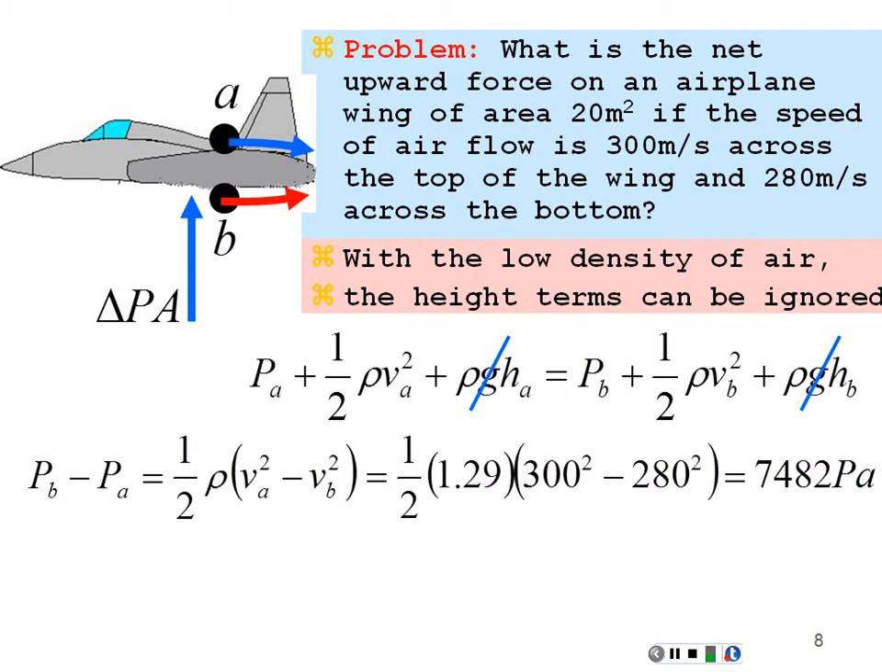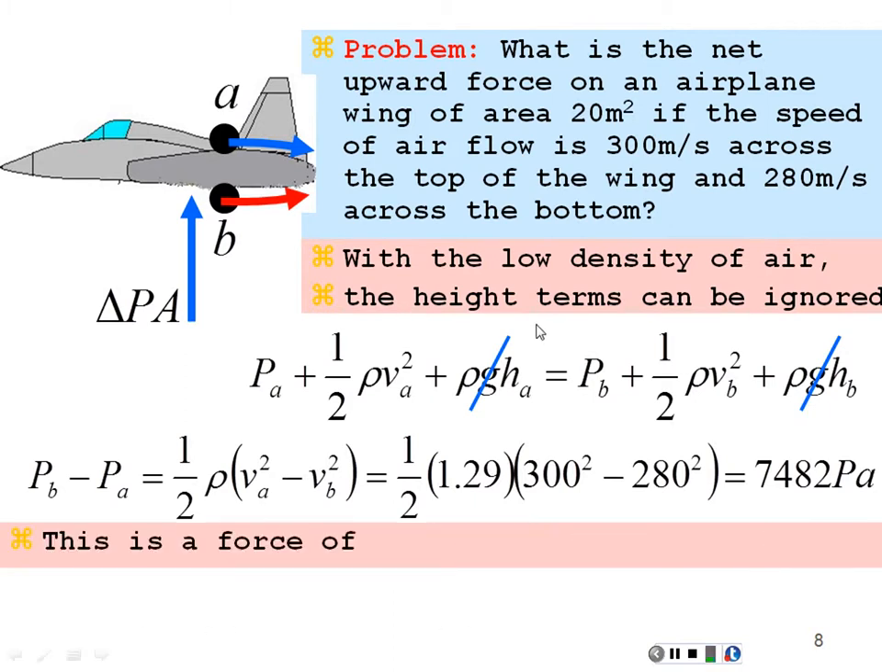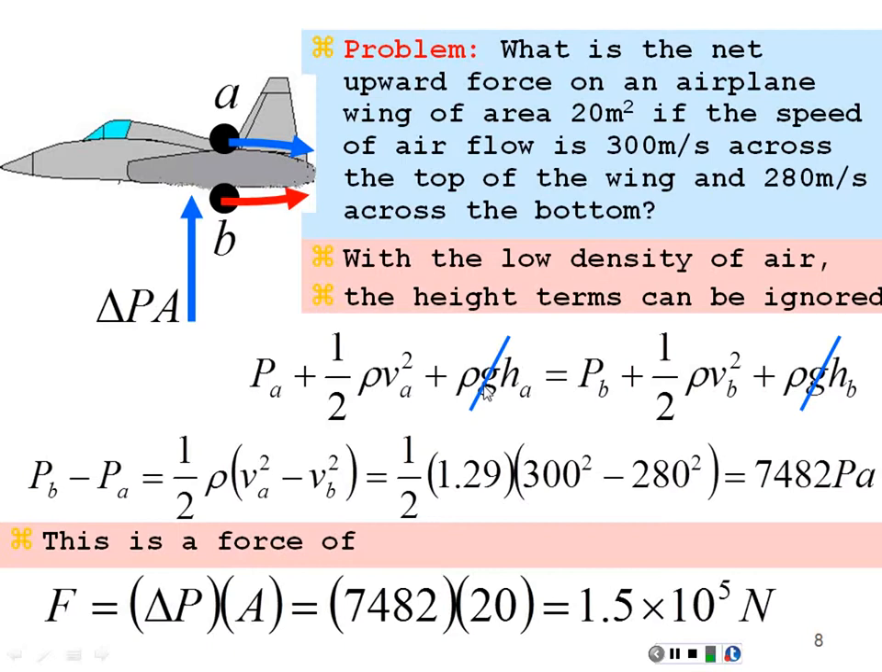If the area of the wing is 20 square meters, the force is going to equal the pressure difference times the area. So that's 7,482 newtons per meter squared times 20 square meters, which is 1.5 times 10 to the 5 newtons, or 150,000 newtons. So that could lift a small plane. That would be the equivalent of the weight of 300 adult human beings. So if this plane weighed 300 adult human beings or less, then that'll be enough force to lift this plane.